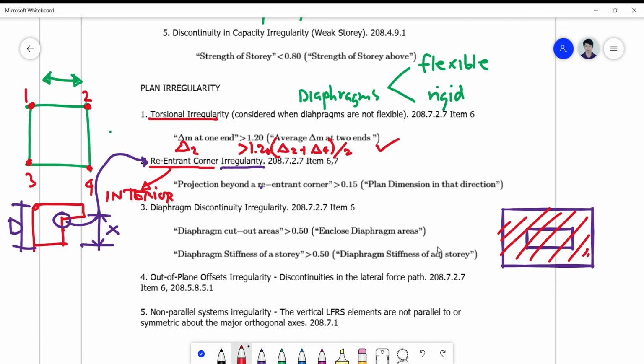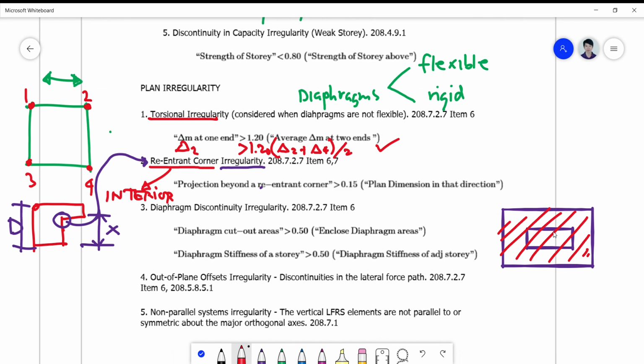Okay, so if my diaphragm cutout area is 1000 square meter, or it's too big, let's say 500 square meter, then we have to see to it that 50% of the total, let's say 1000 square meter, should not be exceeded, or else you are violating the diaphragm irregularity.